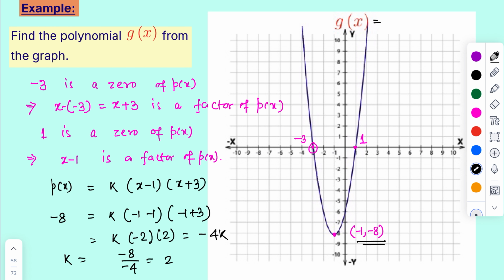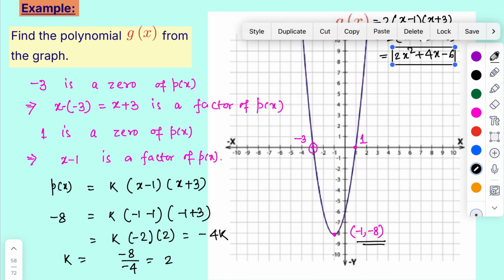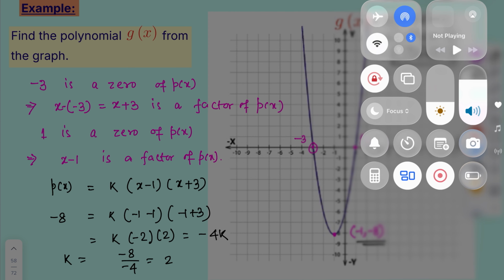So the polynomial g of x will be equal to 2 times x minus 1 into x plus 3, or we can solve it as 2 into x square plus 2x minus 3, that is 2x square plus 4x minus 6. This is the required polynomial which we get from the graph.